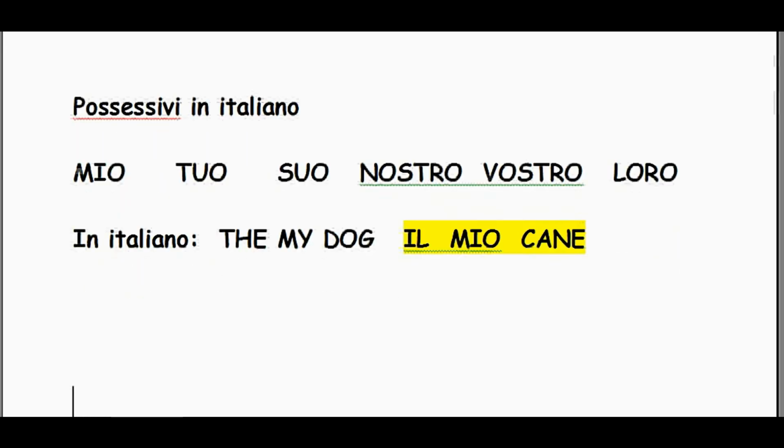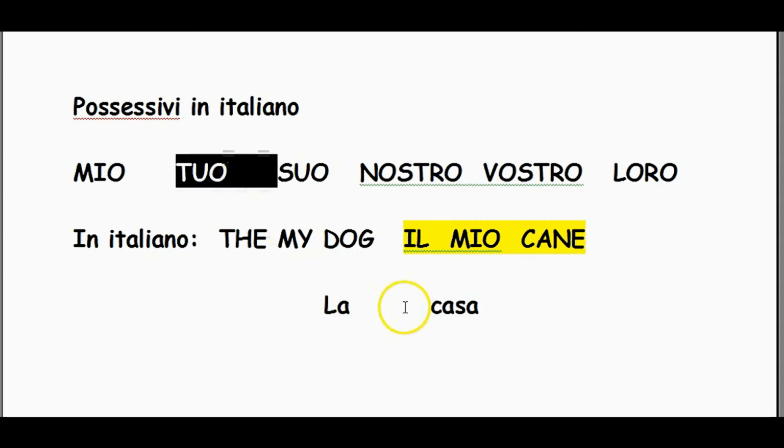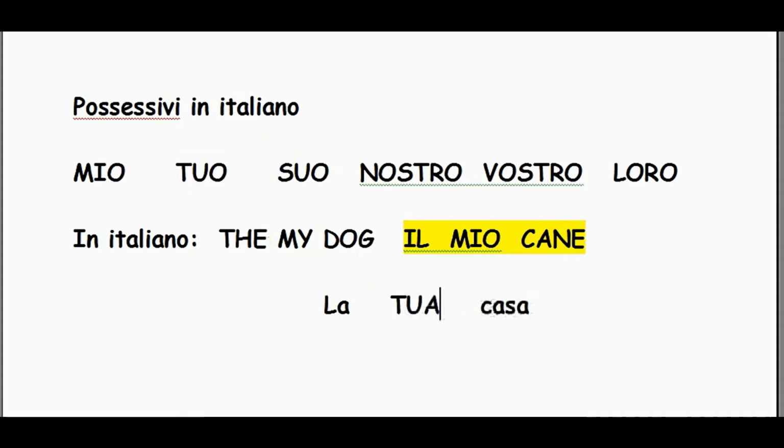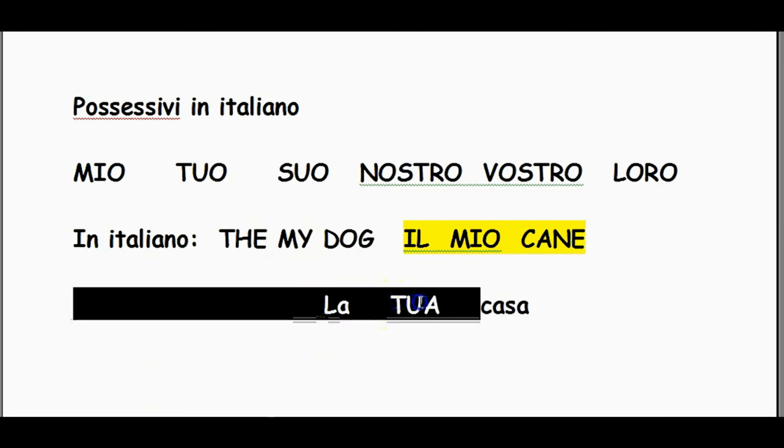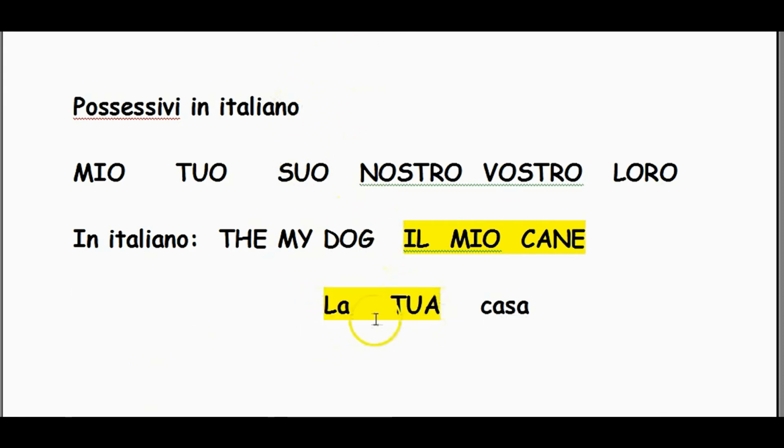So we're talking about your house. Well, let's start with casa. Okay, what is the article for casa? You know, la. And then what's the feminine of this one? You guessed right, it's la tua casa. So don't forget to add the article in front of the possessives that goes in front of the noun.